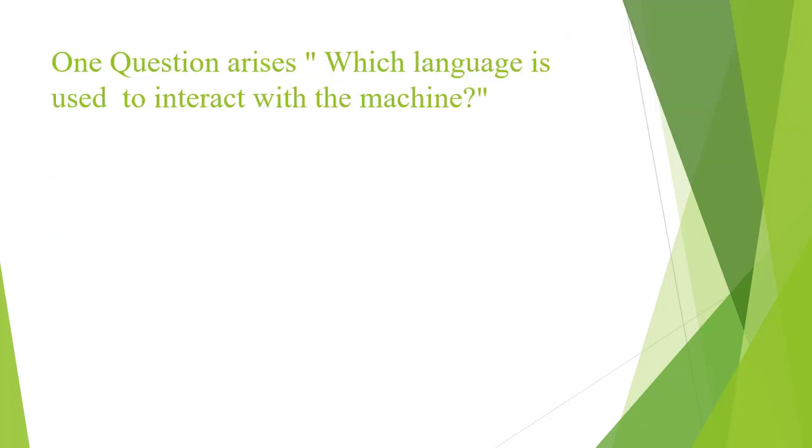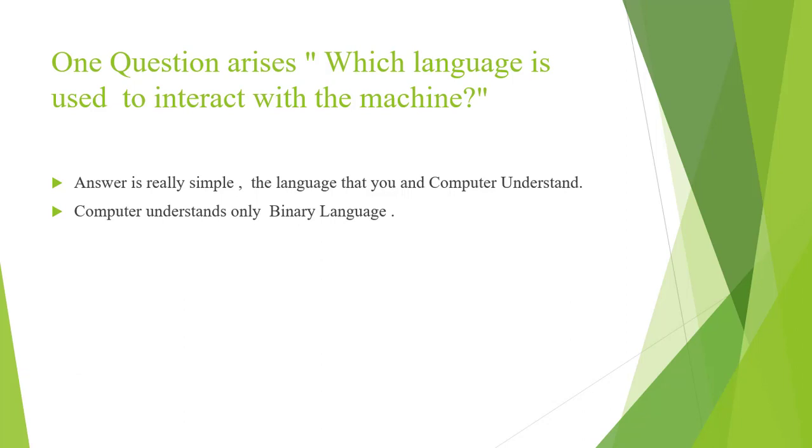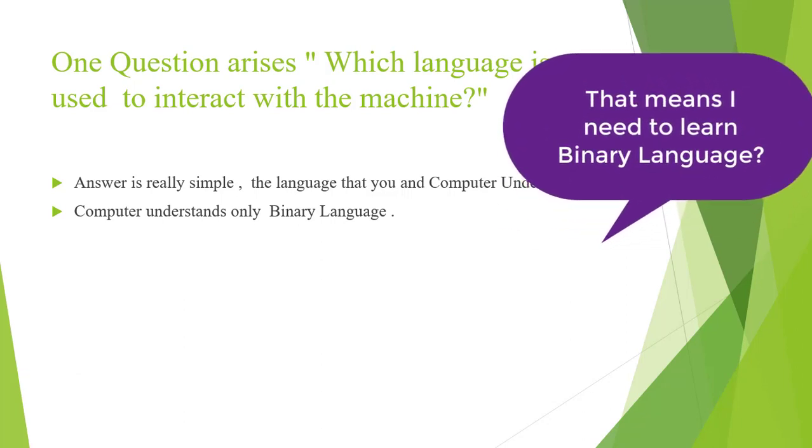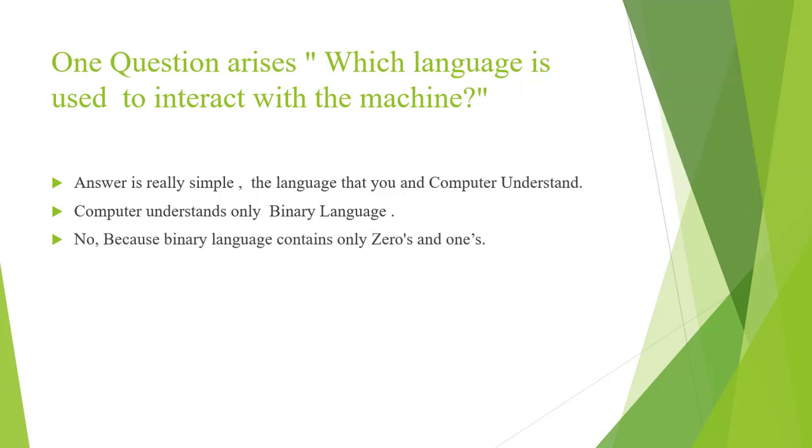One question arises: which language is used to interact with a machine? The answer is really simple. The language that you and the computer both understand, like person A and person B both understand. You can use a general, common language, right? Computer understands only binary language. No, because binary language contains only zeros and ones.